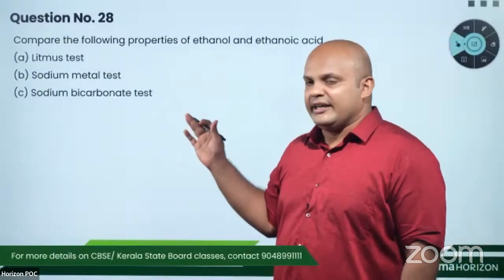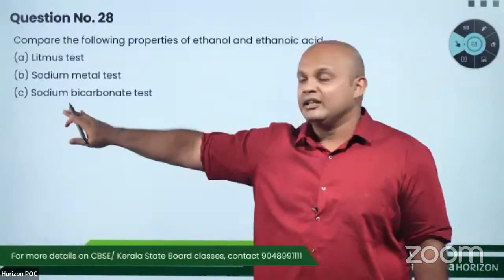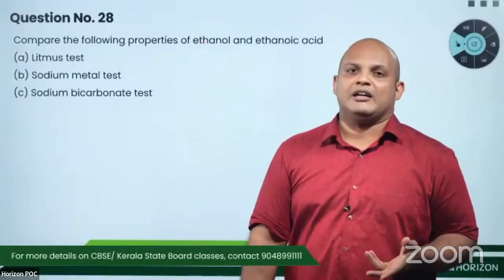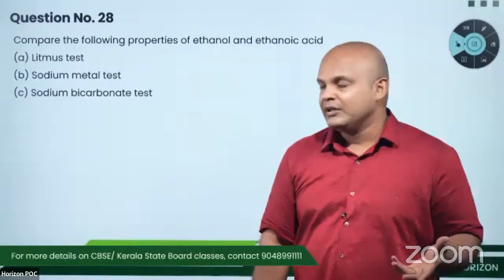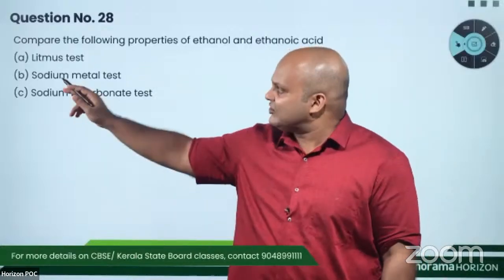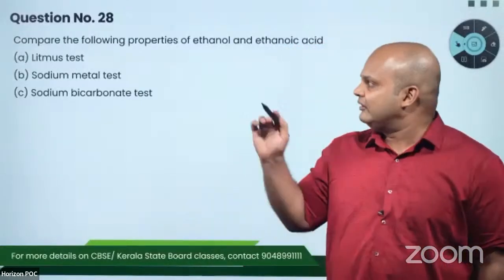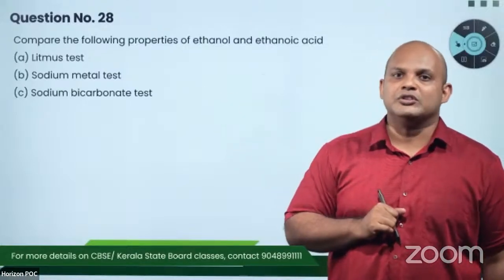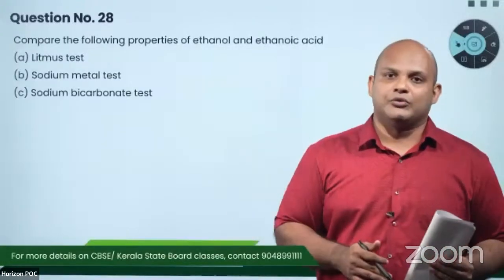Next, the sodium bicarbonate test. This is also a useful test because ethanol does not really react with sodium bicarbonate, but ethanoic acid, that is vinegar, will readily react with sodium bicarbonate, producing a large amount of carbon dioxide gas. So in this particular case, test A and test C can be used to differentiate between the ethanol and ethanoic acid, but we cannot use sodium metal test for this purpose because they both react in pretty much the same way. They generate the same gases also.